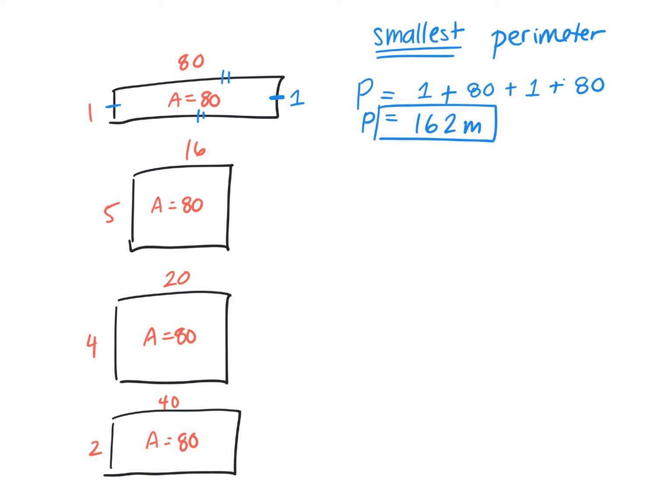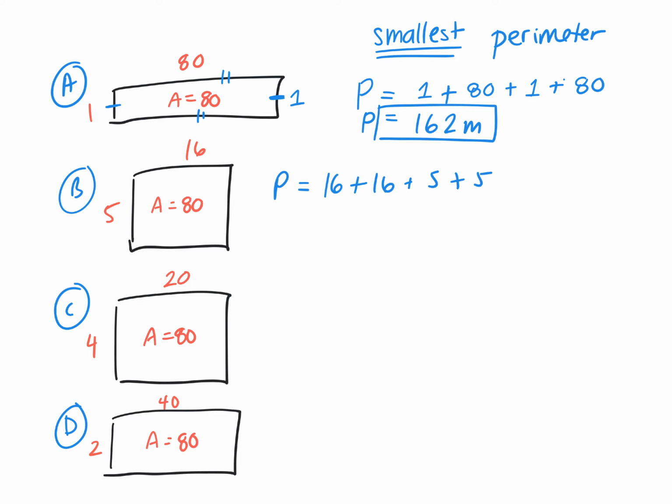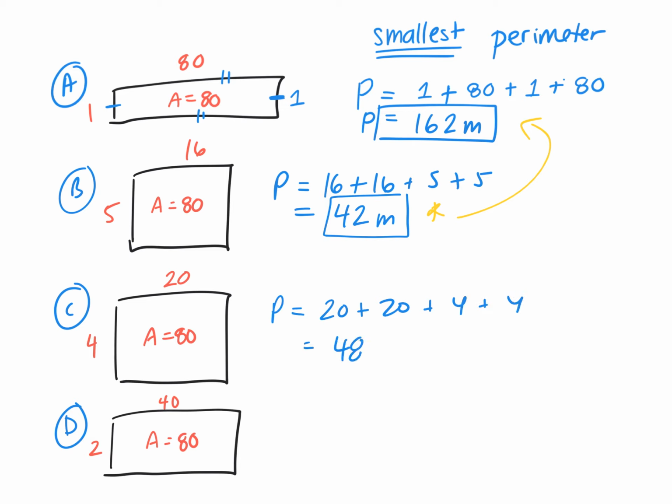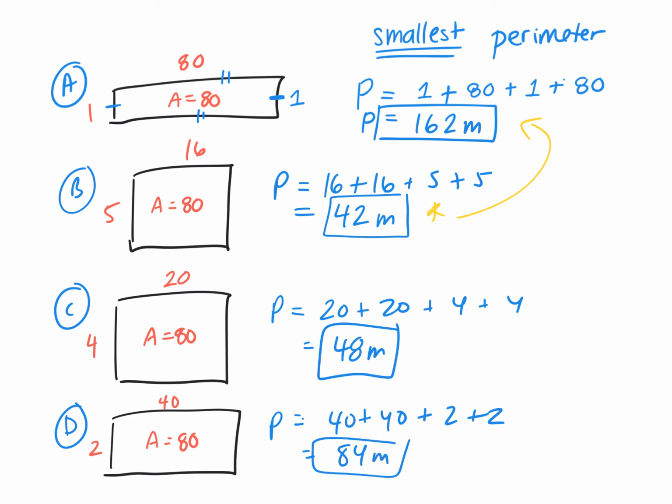I want you to find the perimeter of all of these classrooms. What's the perimeter of B? 16 plus 16 plus 5 plus 5 equals 42. Sorry, my bad. Already I know that this one is smaller than that one. Well, let's keep going and see if the other 2 are smaller. 20 plus 20 plus 4 plus 4 equals 48. It's bigger. Last one is 40 plus 40 plus 2 plus 2, 84. So which one has the smallest perimeter? B has the smallest perimeter.